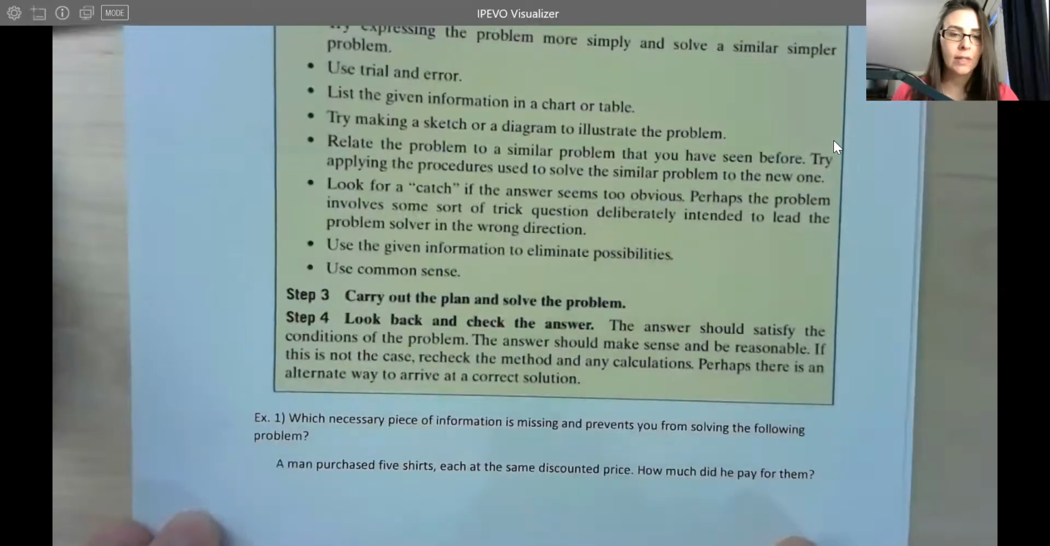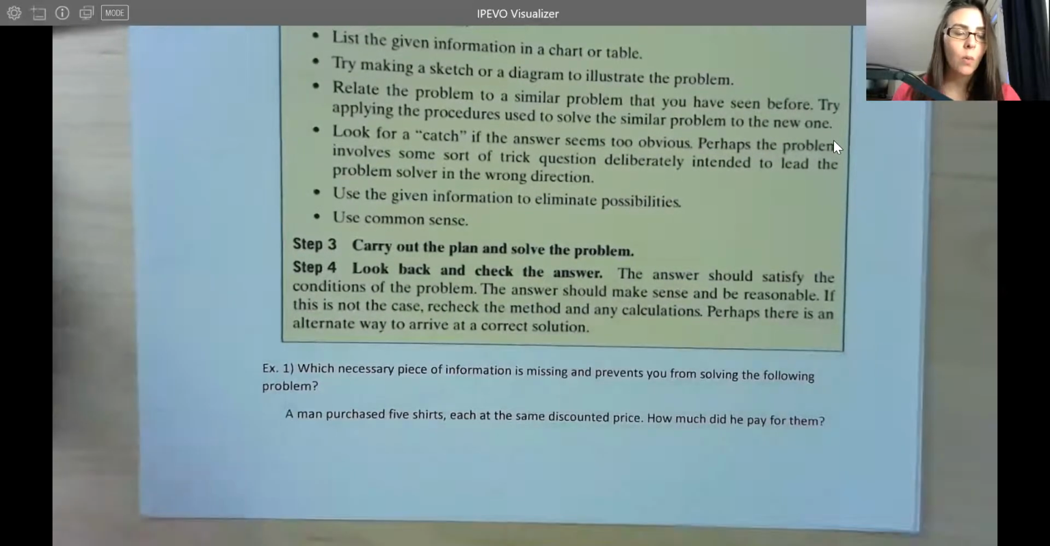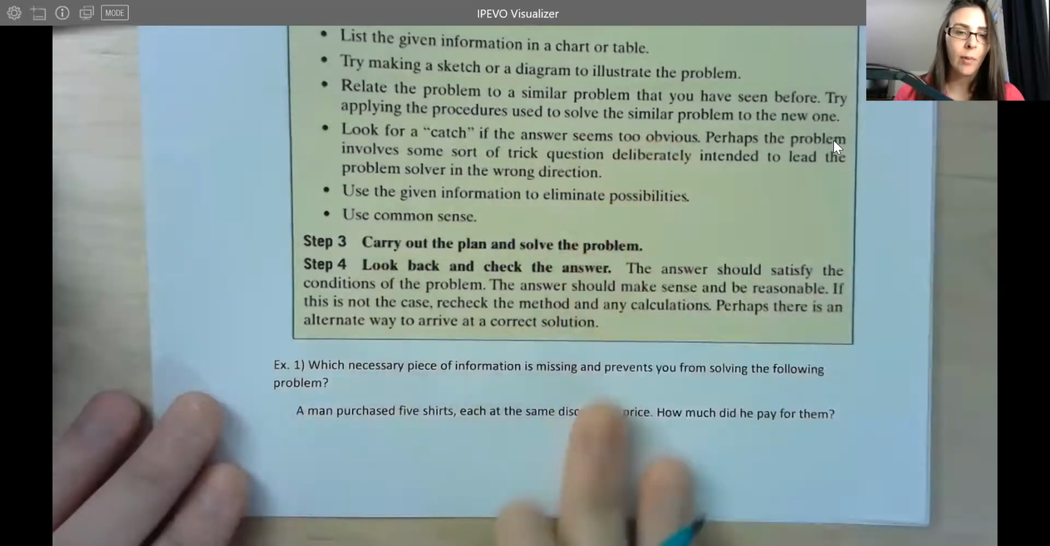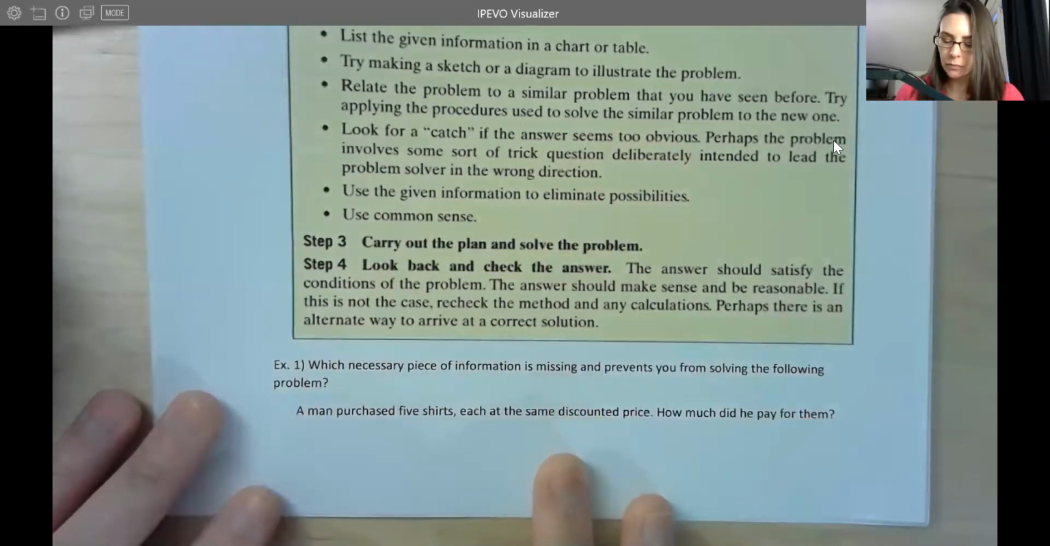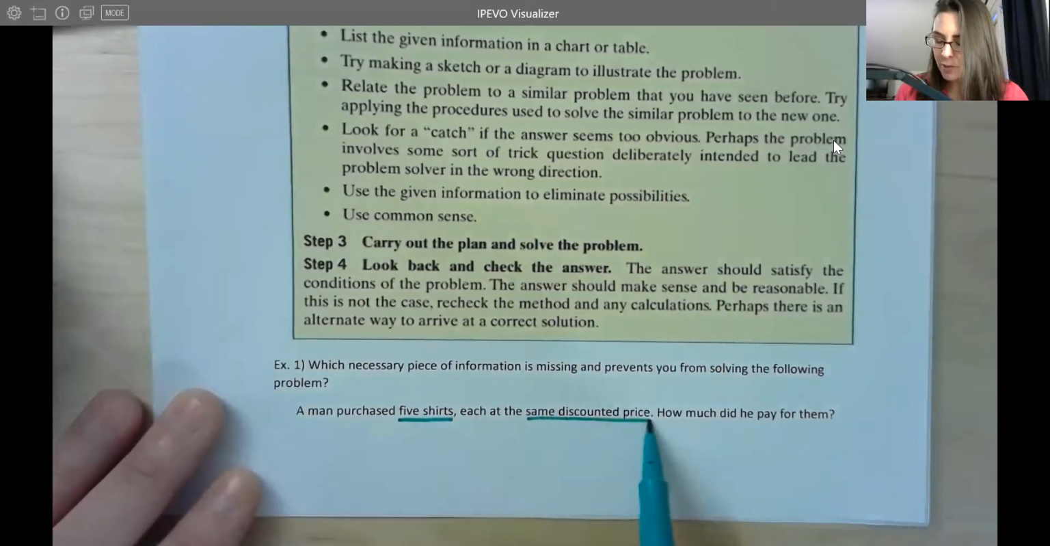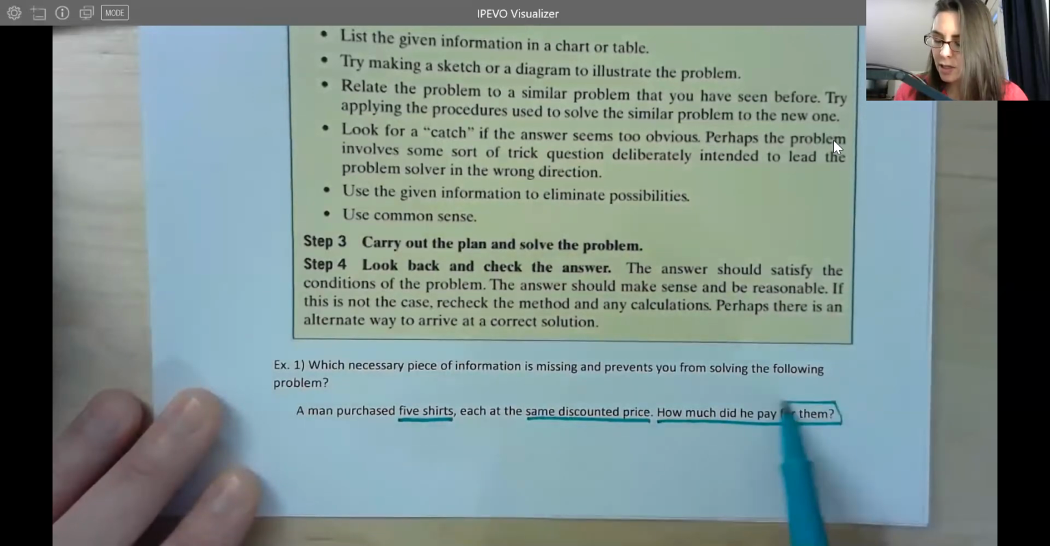All right, so let's just start with an example here. So which necessary piece of information is missing and prevents you from solving the following problem? So instead of jumping right in to solve some questions, we're going to try some kind of mini problems first to start. So this one asks you to read through as if you were going to solve the problem, but figure out what's missing. So a man purchased 5 shirts, each at the same discounted price. We want to answer the question, how much did he pay for them?